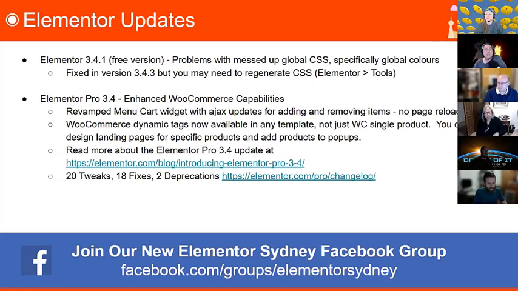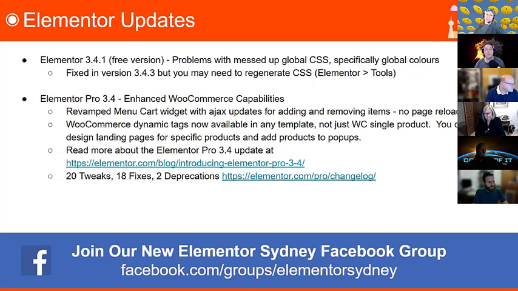Also, WooCommerce dynamic tags are available in any template now. If you don't know what dynamic tags are, they're bits of information that Elementor sucks out from WordPress. So things like post title, maybe the site tagline, the site name, maybe a post excerpt or the post content, things like that. When you've got WooCommerce installed, you normally get access to their particular dynamic tags. So things like product name, product featured image, product price, stock level.